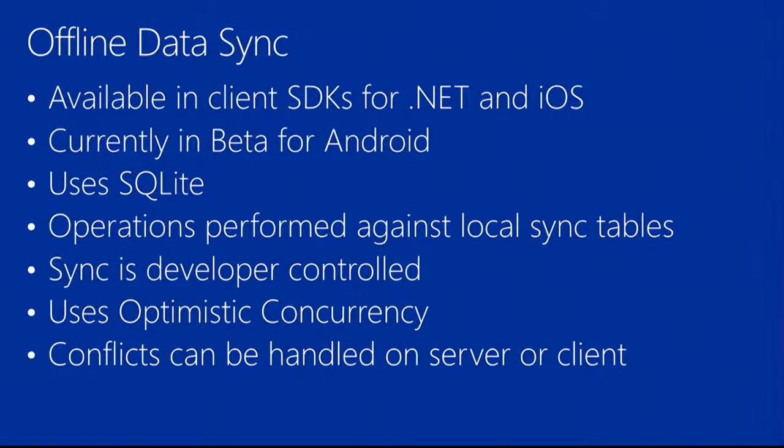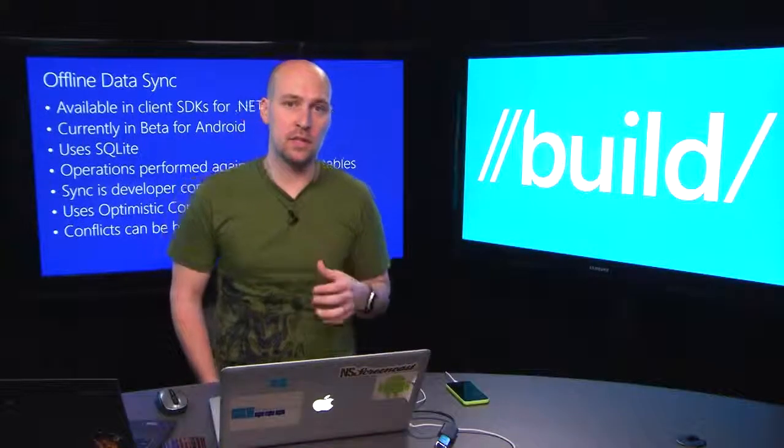Right now, the client SDKs for .NET and iOS are public. The Android one's currently in beta, so you can use it and it can work, it just isn't production ready. Again, all of these are using SQLite behind the scenes. That sync is developer controlled, so you can dictate when you want to sync. So maybe you don't want to sync a lot of data if they're just on their cellular connection, but if they're on their Wi-Fi connection, you do. You can control that.